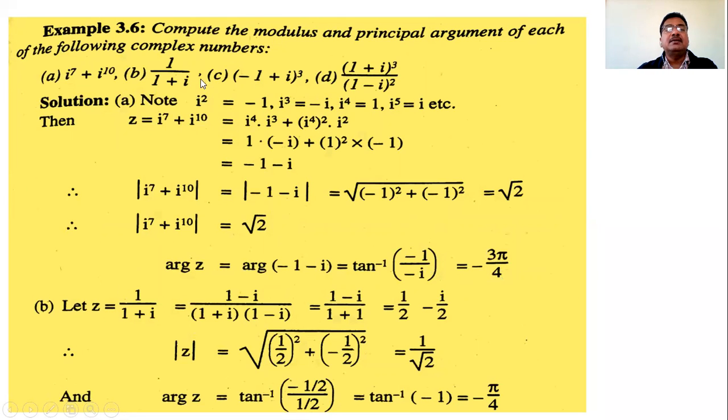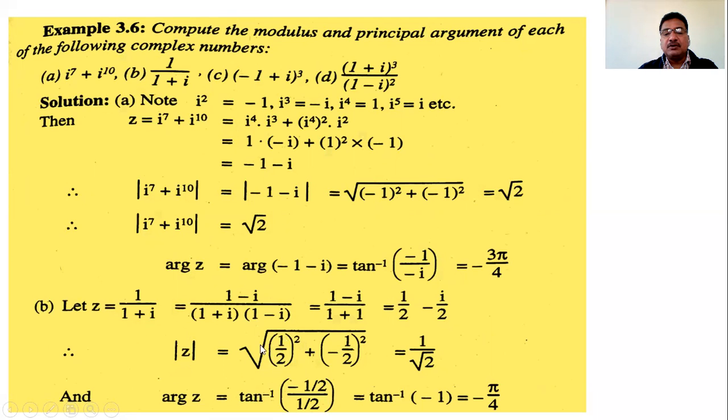Then we have to find the principal argument and modulus of the number 1 by 1 plus i. First express this number in the form x plus iy. In order to do that, find this division. To divide complex numbers, rationalize the denominator: multiply and divide by 1 minus i. Then 1 plus i times 1 minus i becomes 1 plus 1, because i square is minus 1. So we get 1 by 2 minus 1 by 2 i. This is the standard form x plus iy, where x is 1 by 2 and y is minus 1 by 2.